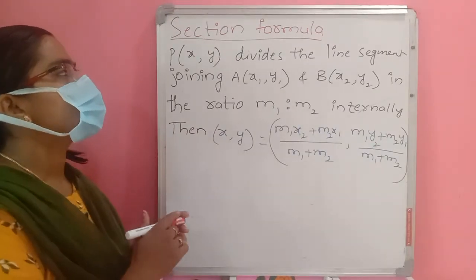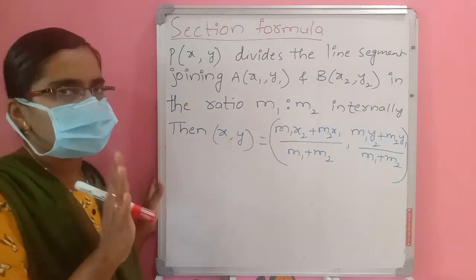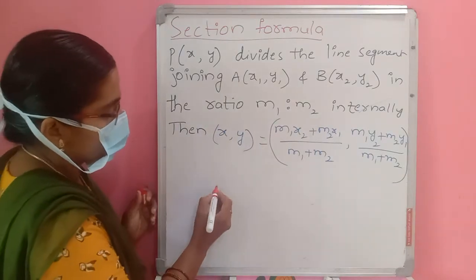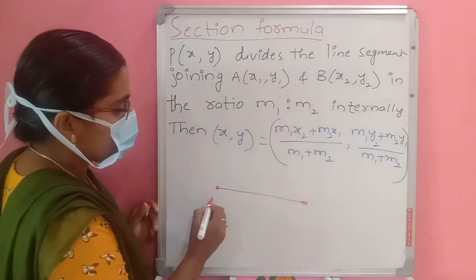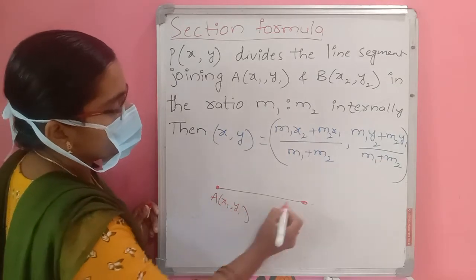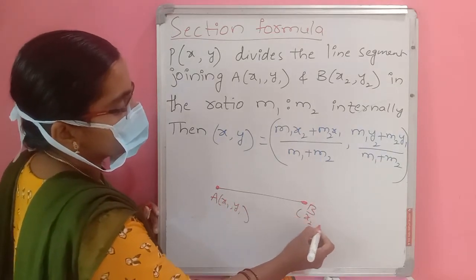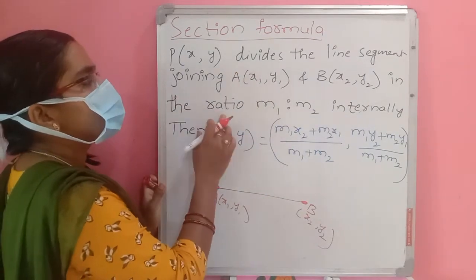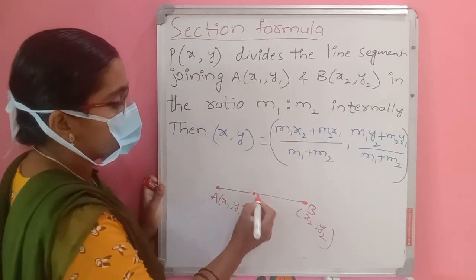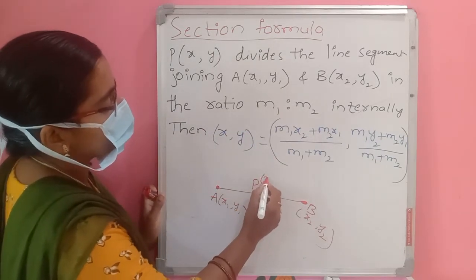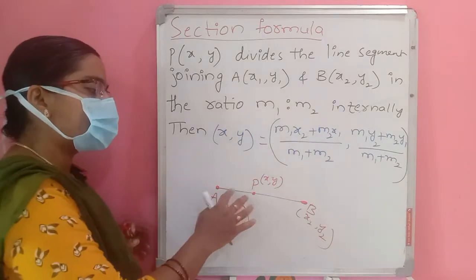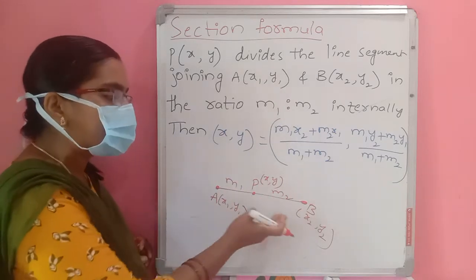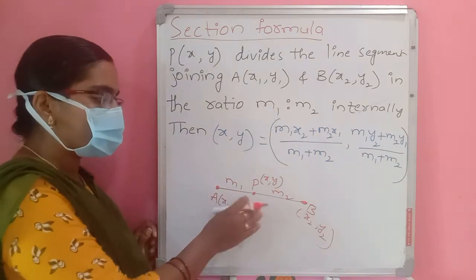Section formula. Section formula means P x comma y is a point. If it divides the line segment joining A x1 y1 and B x2 y2. This is a line segment joining A x1 y1 and B x2 y2. Then P x comma y divides in the ratio m1 is to m2. So this is the point P x comma y. This divides AB in the ratio m1 is to m2 internally, not externally, internally.